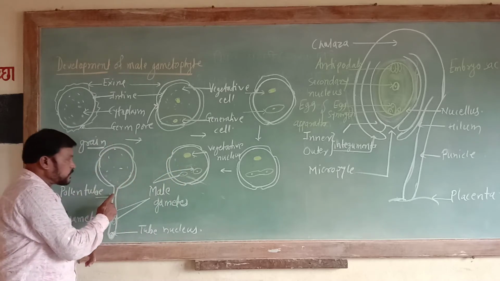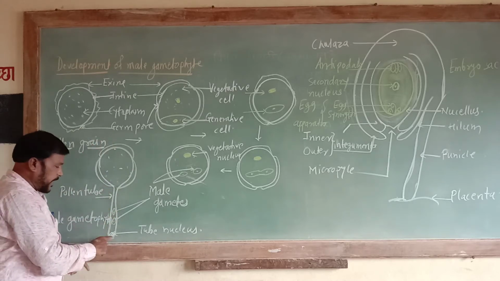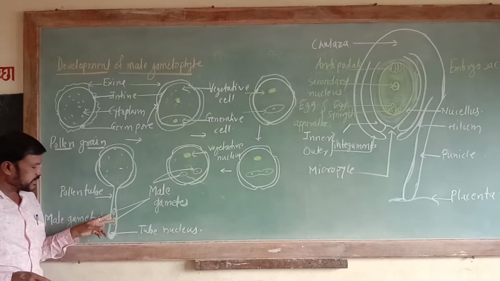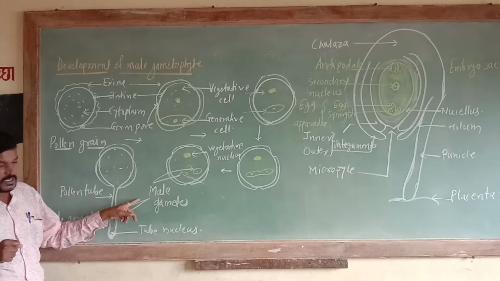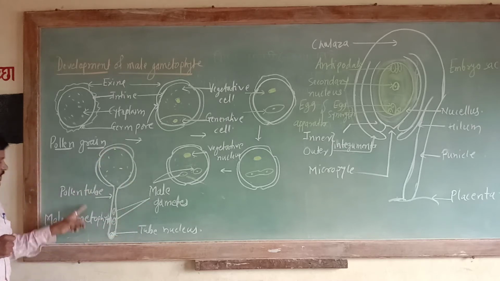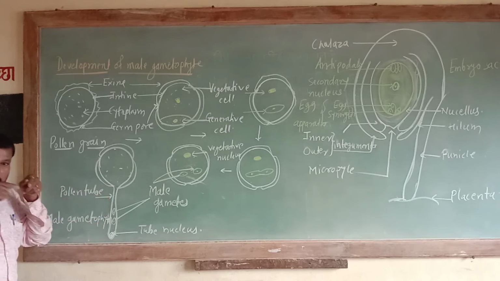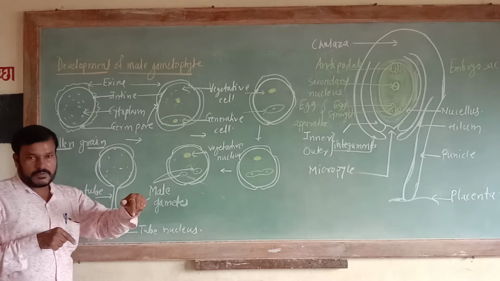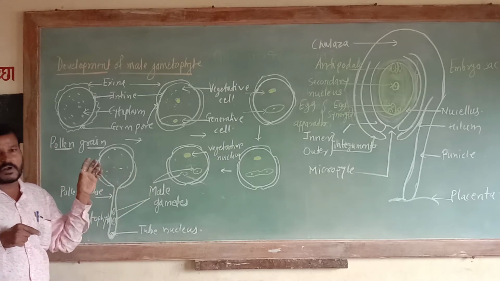in time come out through the germ pore. At its apex there is the tube nucleus, and this tube nucleus is followed by the two male gametes, and this whole structure is called the male gametophyte. This pollen tube passes through the style from the stigma. In this way, the development of the male gametophyte takes place.